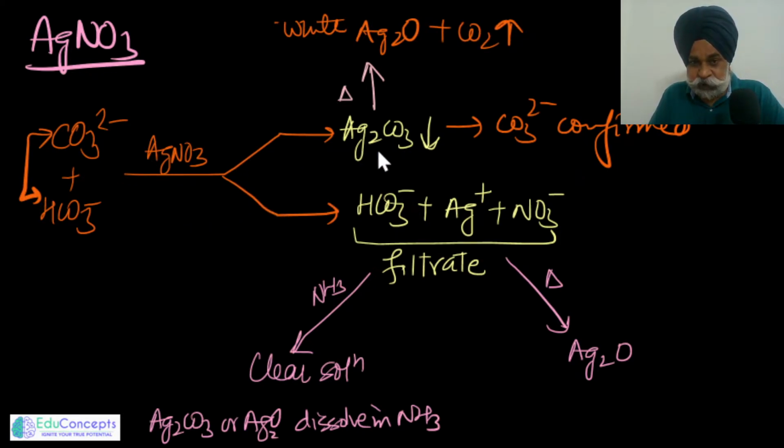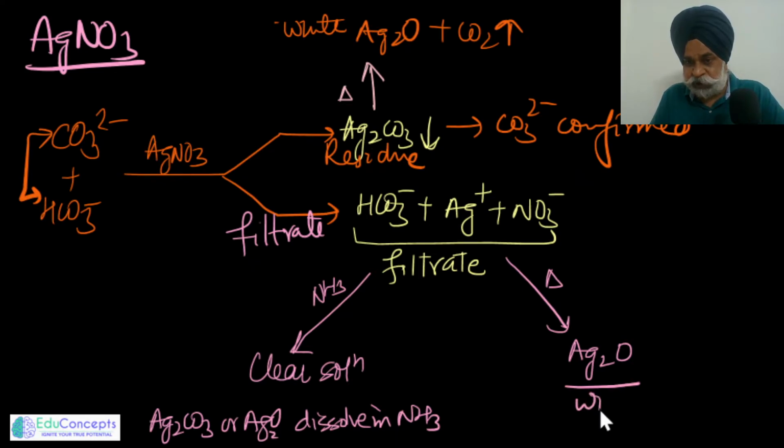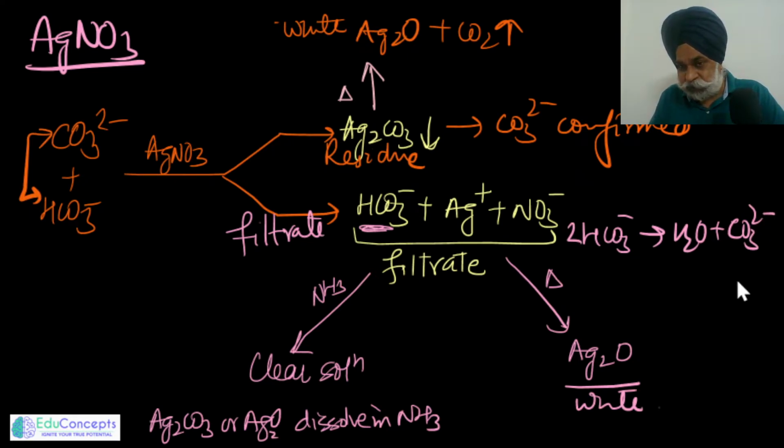But if you would not find any sort of precipitate in the residue, then the filtrate might contain bicarbonate, silver and nitrate. And if the filtrate on heating gives you this white precipitate, it means bicarbonate was in it, because bicarbonate on heating changes to water and carbonate. So this you always have to remember. This is quite important to know.